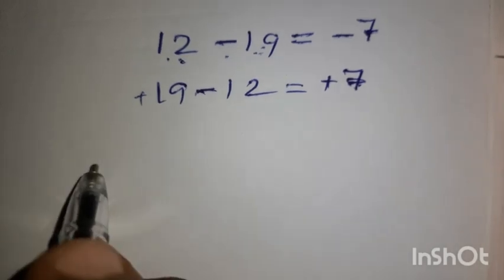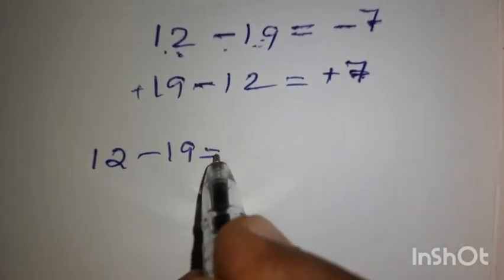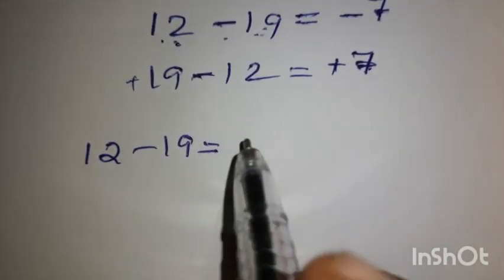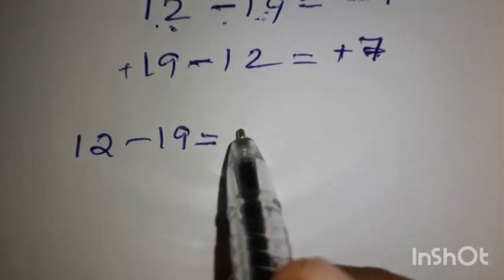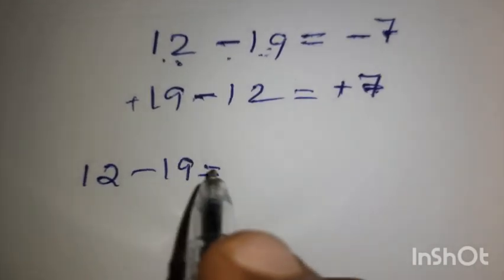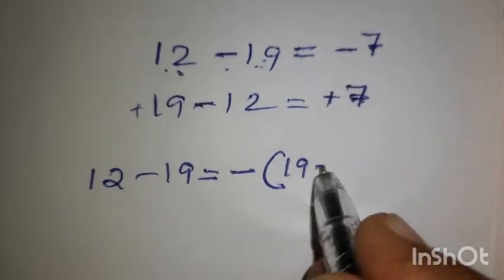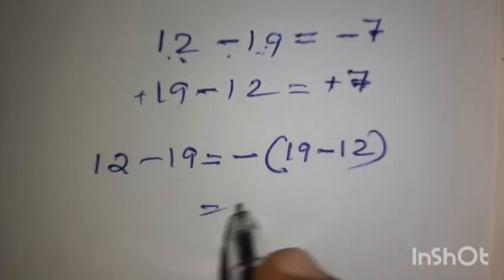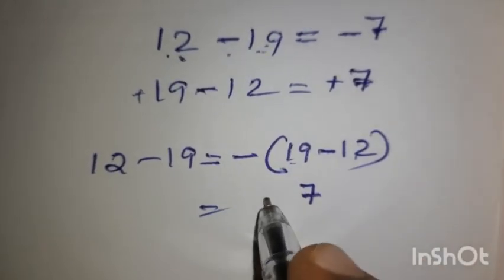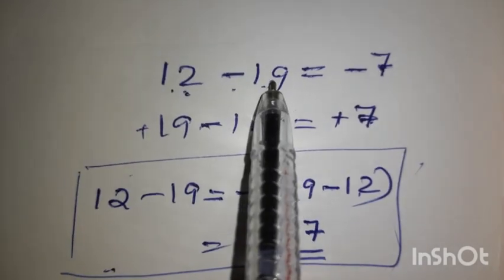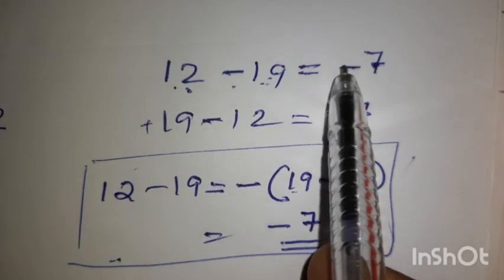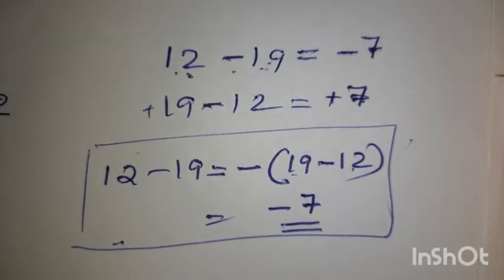Or you can write like this. 12 minus 19 equal to minus of 19 minus 12. 19 minus 12 is 7. So minus you have to keep it. You have to subtract from higher number to lower number and keep the sign of the higher number.